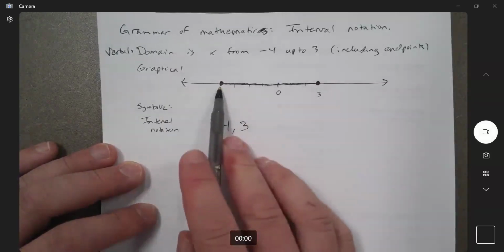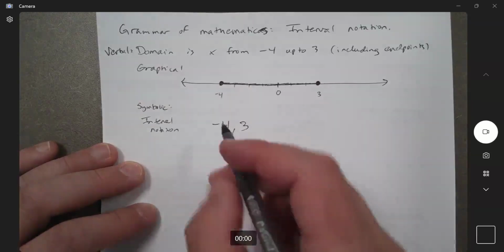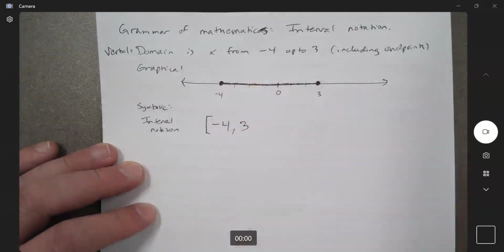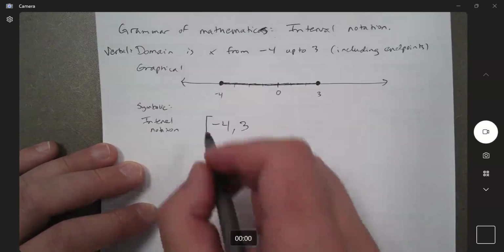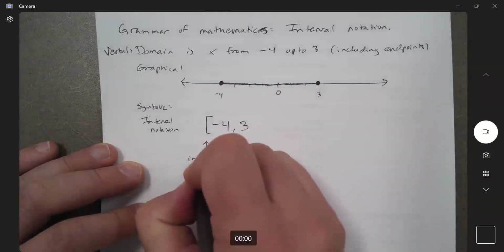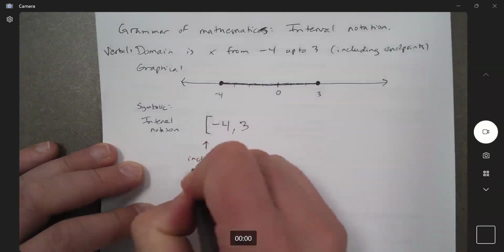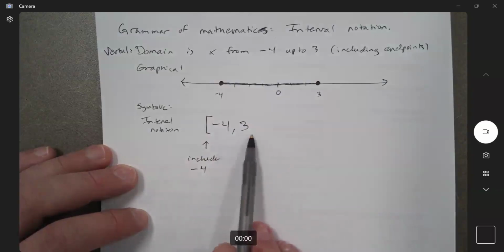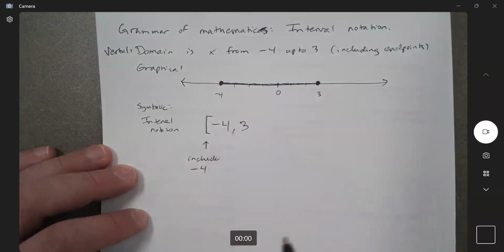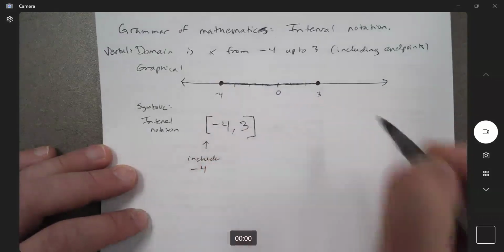Now I look at the dot. Am I allowed to include -4? All right, so to do that, I'll put a square bracket. That's our mathematical grammar. That implies include the -4. Whoever the mathematician was who came up with it, they could have picked any symbol. That's the one they happen to pick. But we're including the 3, so what should we put on the other side of the 3? Square bracket.